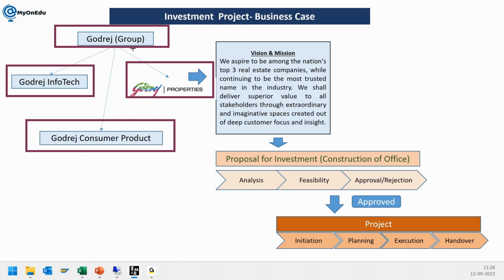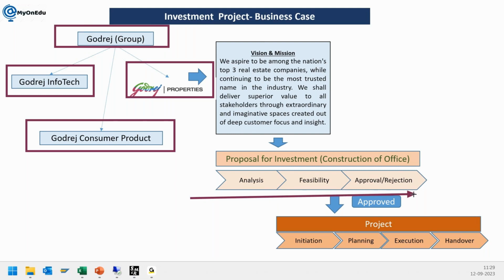So what they have done, they have created it based on their different companies like Godrej Infotech, Godrej Consumer Product, Godrej Property. It can also have further sub hierarchies, but just for context we are saying, okay, under this Godrej Property they wanted to construct an office. So how the cycle will go, they will do some analysis, feasibility, and based on that they will do the approval and rejection. So these are all part of the investment process.